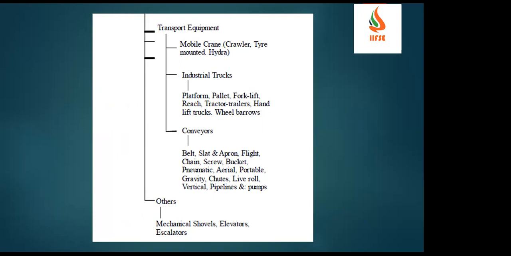And if you see the conveyor types, there are many types of conveyors based on the manufacturing process. They used to adopt belt conveyors, slat and apron or flight or chain conveyors, screw conveyors, bucket conveyors, pneumatic and roller, and portables. There are different types of conveyor methods for handling materials based on the manufacturing process. And others will be mechanical shovels, elevators and escalators. This is also one kind of material handling equipment in our day-to-day life and in industrial operations.